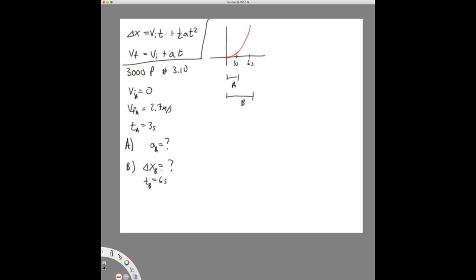Now, we want to know delta x for part B, so that would be this distance here. And we know the time. We could call that TB, and this is TA. But what else do we know about part B? Do we know the initial velocity for part B? The initial velocity for part A is 0. Is the initial velocity for part B also 0?